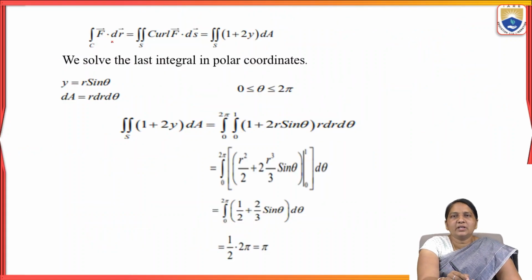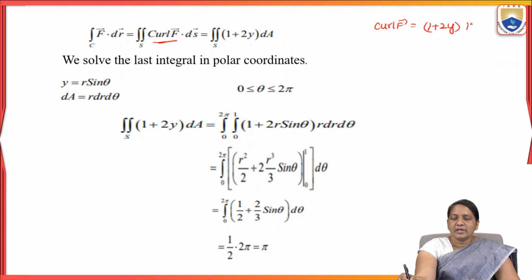So first of all, according to the statement, integral over C f bar dot dr bar equal to double integral over S curl f bar dot ds. Yes, this is the statement of the Stokes theorem. Already we calculated curl f bar, we got 1 plus 2y into k.